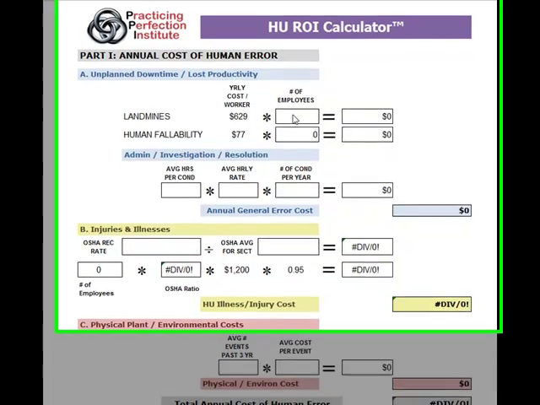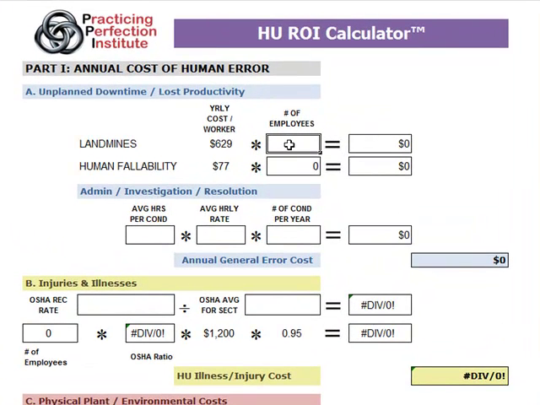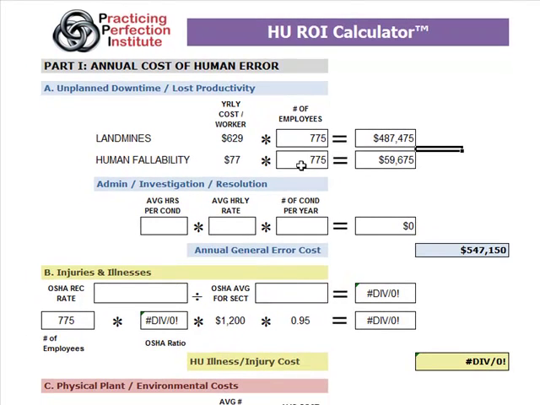So all you must do then is enter the number of employees that you have. Now, for this example, I'm going to say we have 775 employees, and you'll see that this automatically does the math for you. You'll notice the number 775 also appears in the line below to give us a calculation for human fallibility.